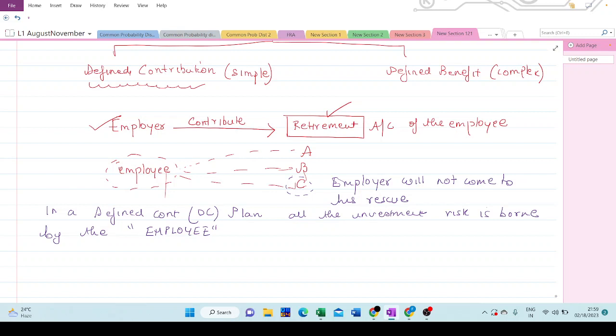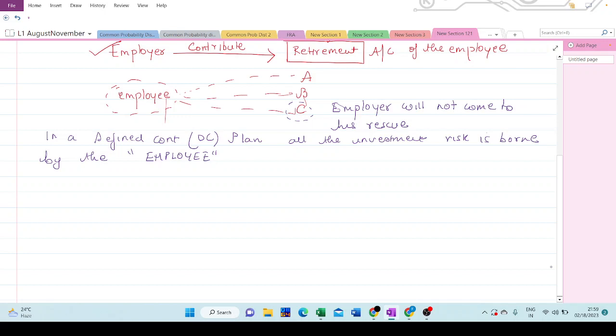नो सर. ये डिफाइंड कंट्रीब्यूशन प्लान है ना, तो ये हमारे एनपीएस जैसा है, नेशनल पेंशन स्कीम, आपको मालूम होगा ना. हाँ सेम है एकदम.